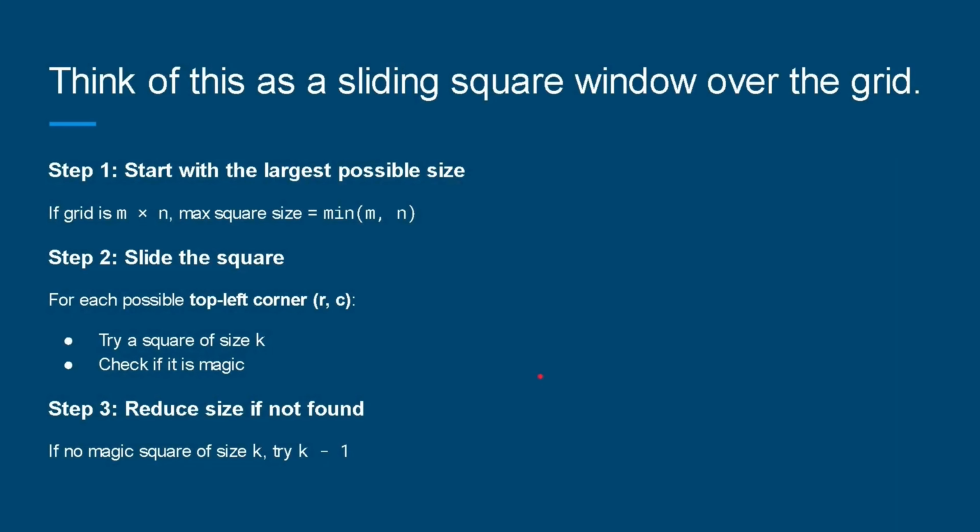Think of this as a sliding square window over the grid. So in the very first step, start with the largest possible size.